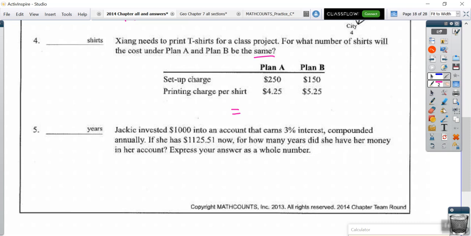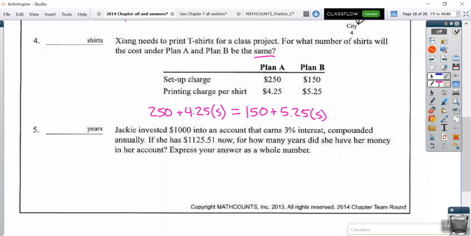And so the setup charge is $250 for Plan A, and per shirt we're charged $4.25 per shirt, so we're gonna take it times S. For Plan B, we have an initial amount of $150, and we're gonna add $5.25 per shirt for that as well. So this is just a simple solve for S.